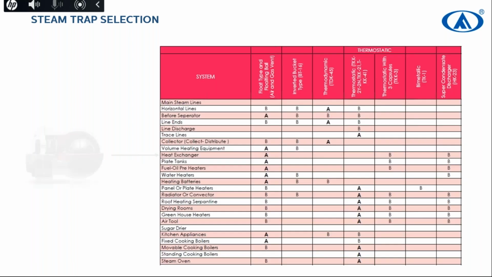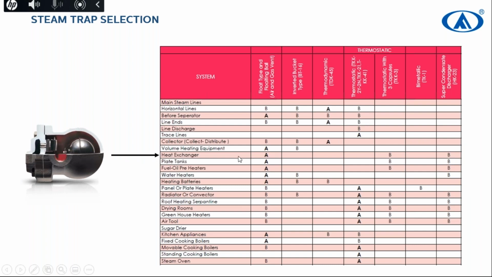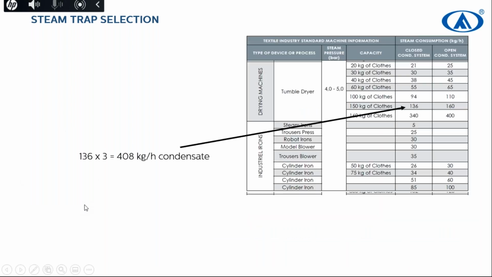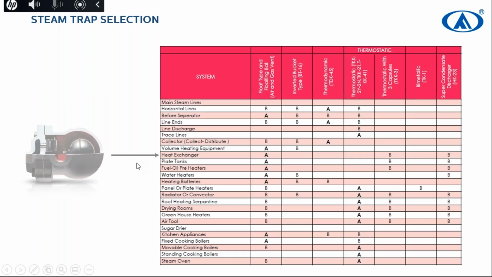The second, you need to check the heat exchanger. And it says float type, floating ball steam trap, from the selection catalog. So now you know that you need an SK series float type steam trap and you need 400 kilogram condensate discharge.